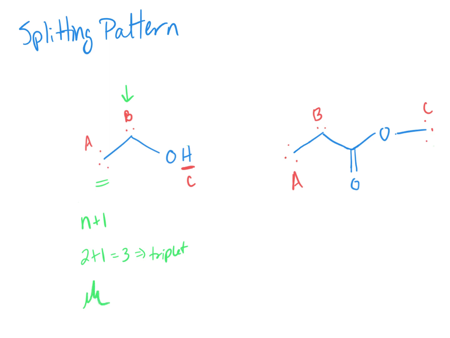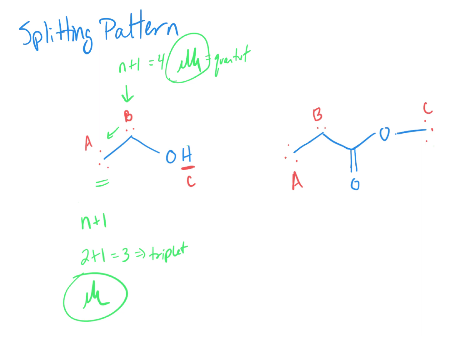Okay. B, on the other hand, is going to be split by A. A has 3 hydrogens on there. That's going to be N plus 1. In this case, N is equal to 3, so we're going to have that as a 4. So that peak is going to look like that. We call that a quartet. These are very common to see next to each other. What that basically means is that you have an ethyl group. Okay, so that's what's going on there.